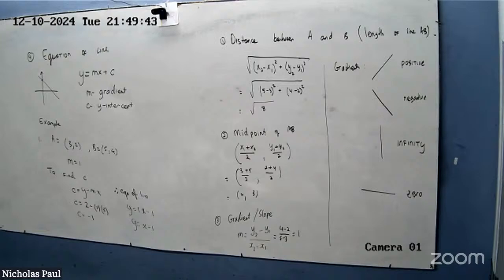All right, so remember to always get the equation of a line, we need the gradient of the line and we need the y-intercept. At all times we need to remember that.